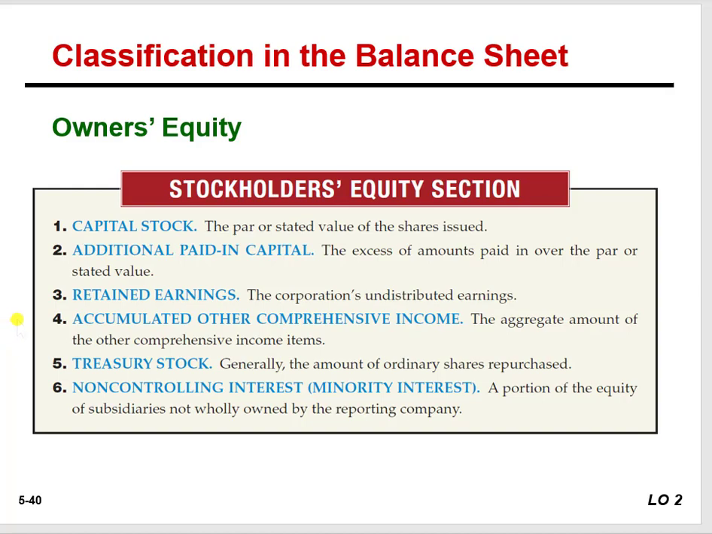Accumulated other comprehensive income is the aggregate amount of the other comprehensive income items. Treasury stock is generally the amount of ordinary shares repurchased that were previously issued, and non-controlling interest is a portion of the equity of a subsidiary not wholly owned by the reporting company. So, other companies that we own an interest in.